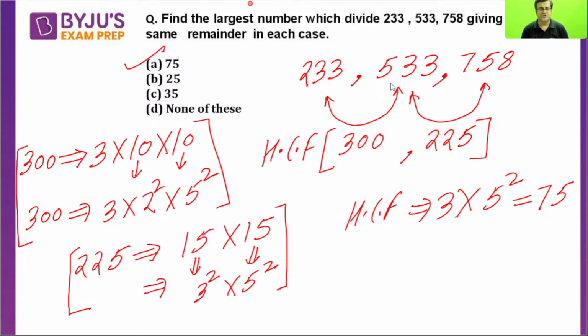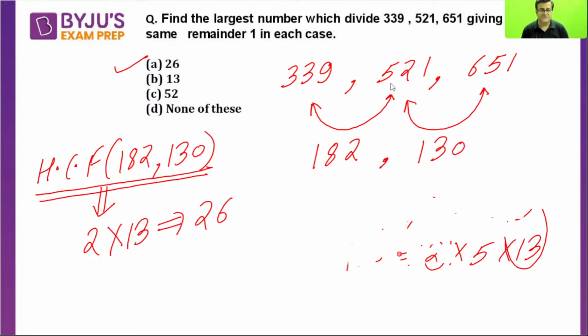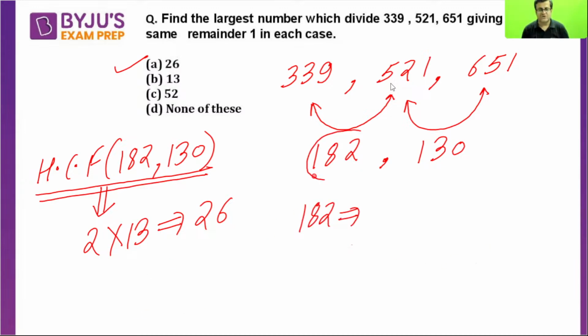Should I explain the last question as well? In the last question, you got two values, 182 and 130. You will say, sir, how to factorize these numbers? You will have to use your logical mind. 182, this is not coming to my mind. What should I do?